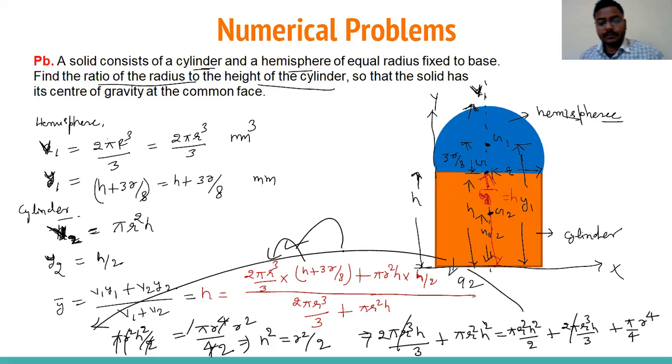In this question, one thing was important. It is mentioned that the radius for both the hemisphere and cylinder are the same, and the center of gravity is lying at the common face. It means the center of gravity is given, y bar is given as h. So you have to keep these two relations in mind, and then you can solve this question.